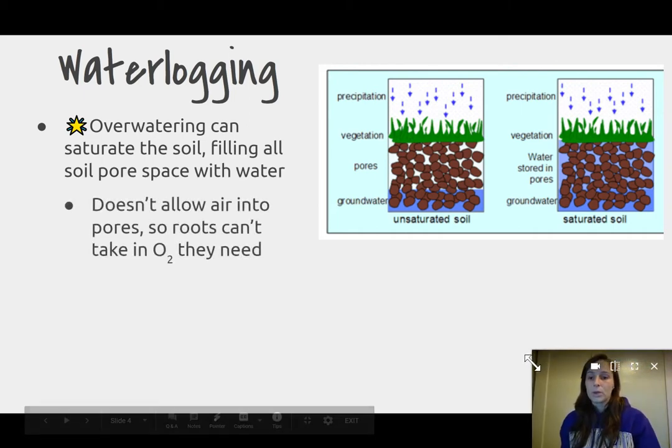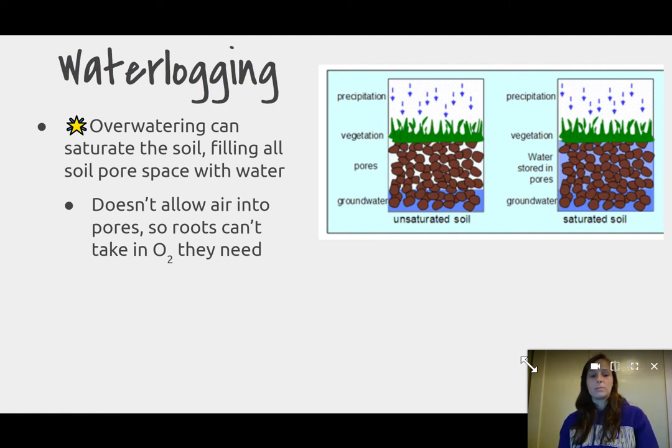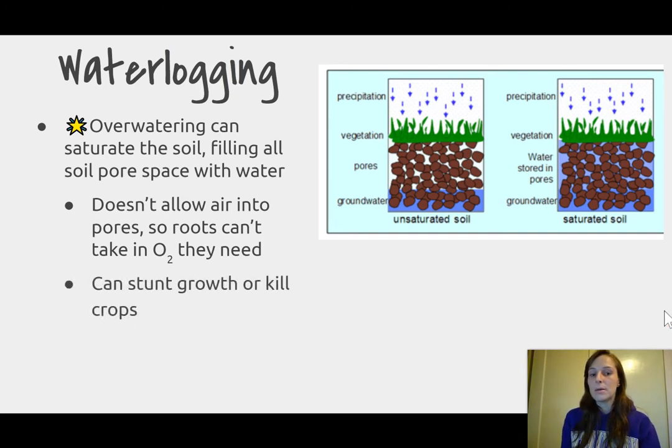So one of the problems additionally is that when you don't have this air being able to get into the pores, the roots aren't able to take in oxygen, which plants need in order to do cellular respiration to survive. So it's a problem when they can't get it. This is ultimately going to lead to stunted growth or killing crops. Or it also leads to killed houseplants. If you've ever overwatered a houseplant, this is why it dies. I've unfortunately done that many times.